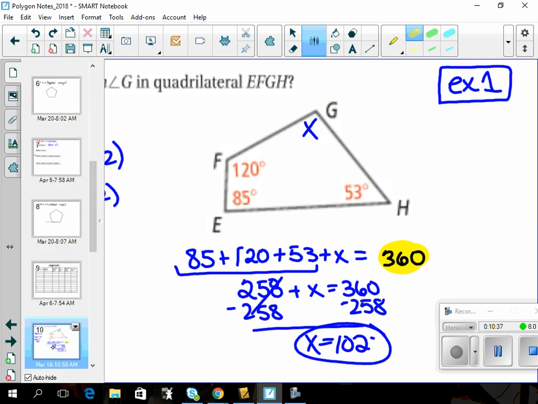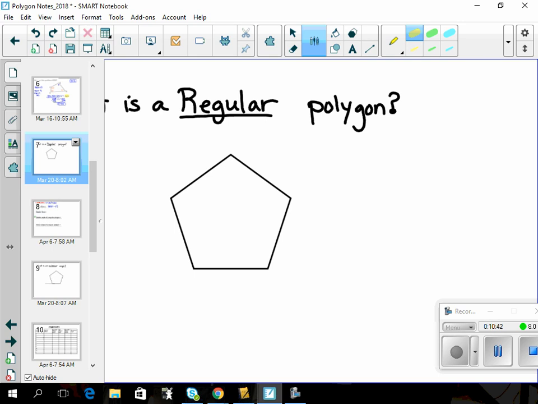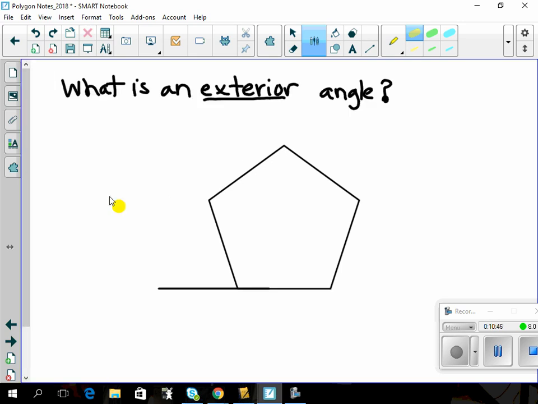All right. So my next question is, what's an exterior angle? All right. It's an outside angle. Right here. Exterior angle, outside. This angle right here. Outside. Exterior.